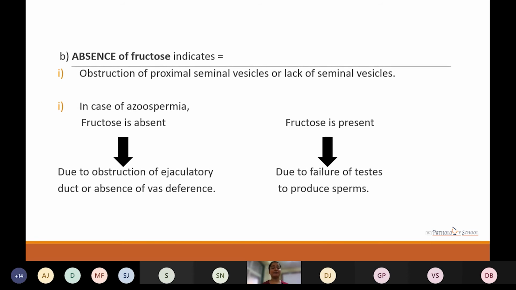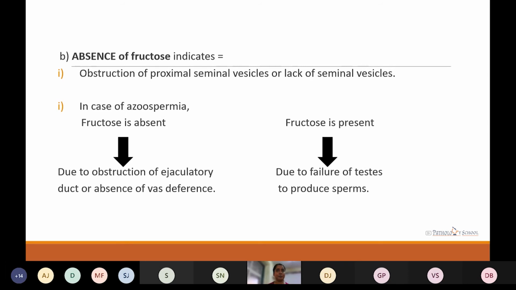Now, what does absence of fructose indicate? It basically indicates, as I told earlier, that fructose is a part of the seminal vesicles. So its absence will obviously indicate the obstruction of the proximal seminal vesicles or the lack of seminal vesicles.